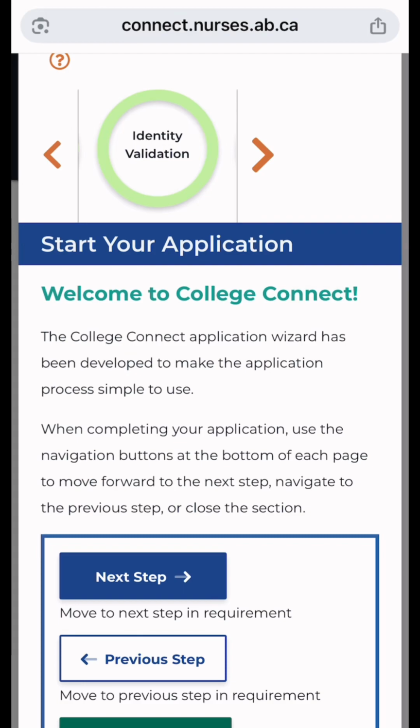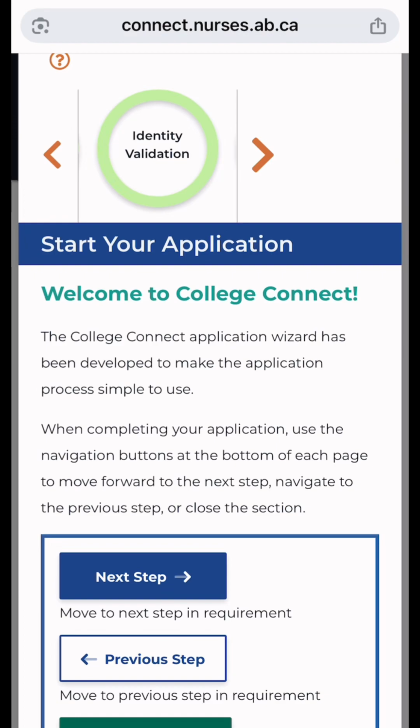In identity validation, you can give your driver's license, your PR card, or your passport, any government ID. Then you have to take your picture with the front camera, and upload both together: one is the driver's license and one is your own photograph.